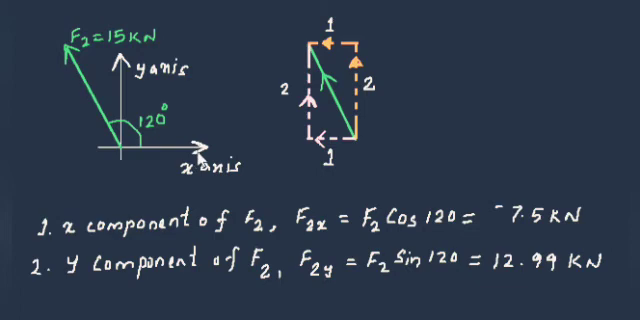Now to find the vertical component or the y component, simply find the sine of this angle and multiply that with the force. So you have F2 sine 120, that is 12.99 kilonewton.